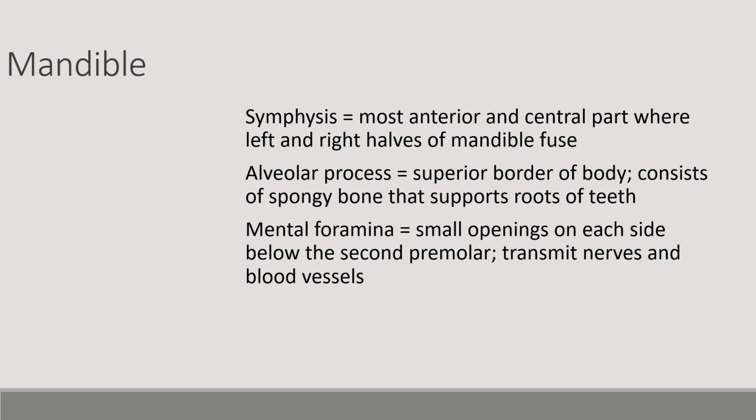The alveolar process, similar to the maxillary bone, is spongy bone, this time superiorly on the body of the mandible to house the roots of the teeth, provided those are present. And then the mental foramina, at about a 45-degree oblique to the mental point, is a small opening on the body of the mandible that transmits nerves and blood vessels to the front of the jaw, the soft tissue in front of the jawbone.